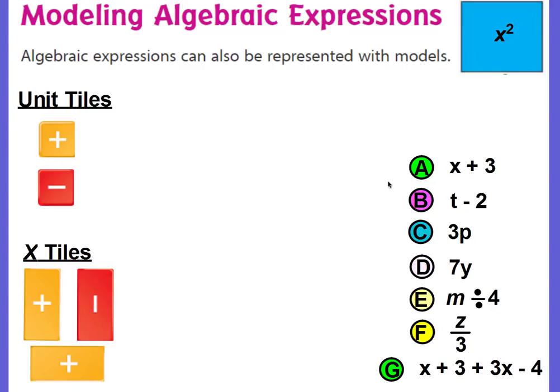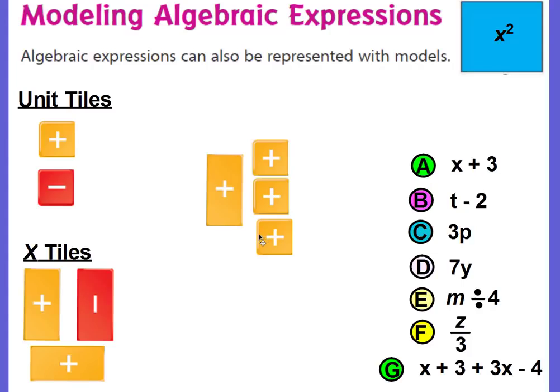Okay, let's get started. Our first algebraic expression that we're going to model is x plus 3. And this is what the model would look like. You have one x tile, so that would be a positive rectangular tile that represents x. And you're adding 3 positive units. So you would need 3 positive unit tiles. And that's all there is to it. This represents x plus 3.